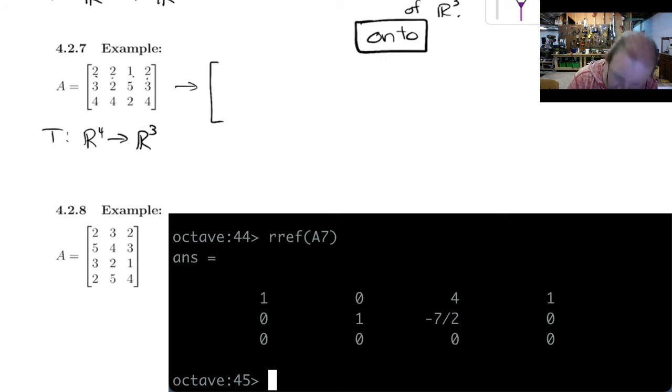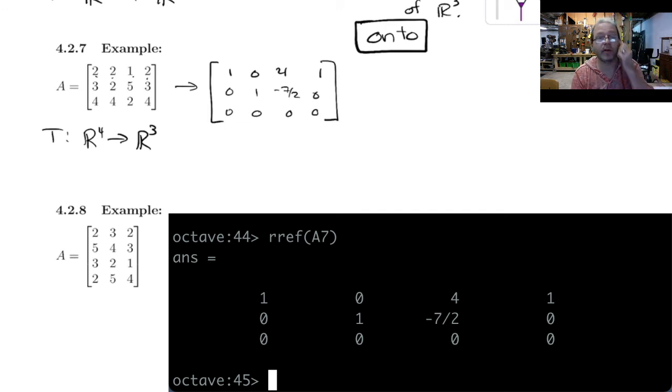Another way to think of it is there's no way you can get a leading one in every column. There's no way you could have a leading one in every column here because you can't have more than one in a row, and there are more columns than rows. Our leading ones here are here and here. So this is not one-to-one.